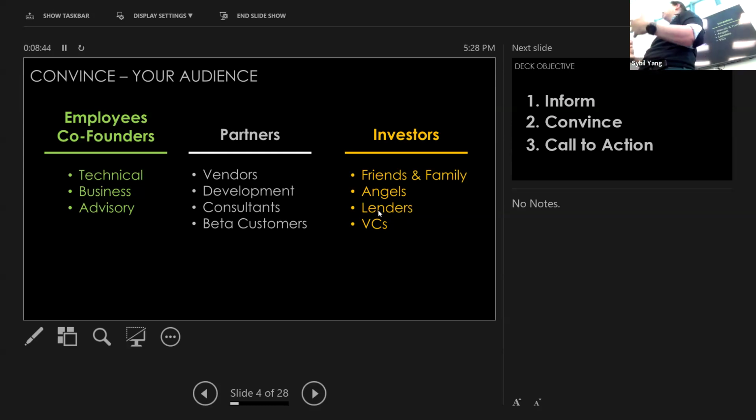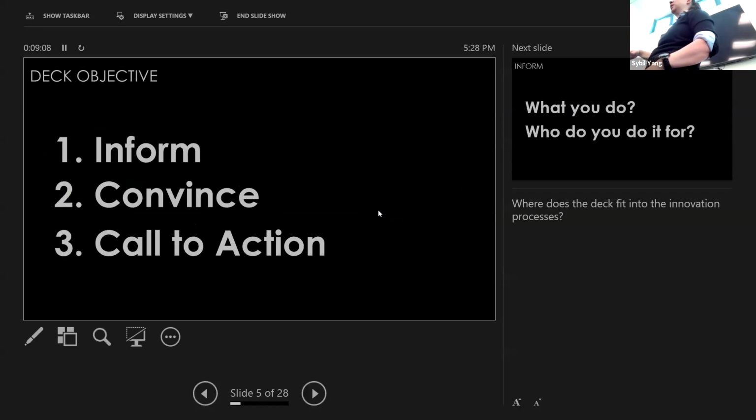How much money are you asking for? What are the terms? What are you going to do with that money? If it's going to be a beta partner, what are you asking for from the beta partner? Are you asking for data? Are you asking for user feedback cycles? Are you asking for access to their customers or something like that? Be very explicit and clear with what the ask is going to be. Okay, and that's the call to action portion.